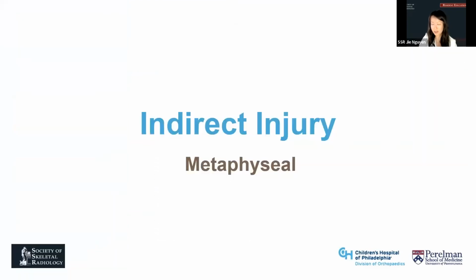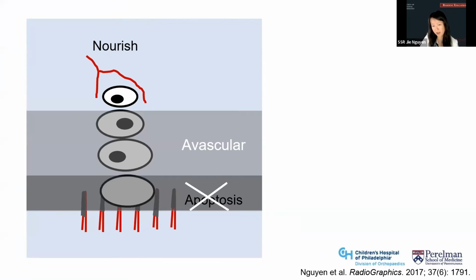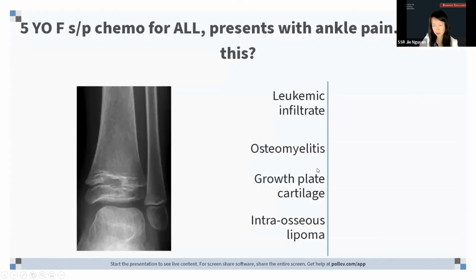So moving on to indirect injury from the metaphyseal side. If you remove the apoptotic signal, then the chondrocytes don't have that signal to undergo apoptosis. So some of them may hang around, some may undergo apoptosis, but they're not being removed. So you don't have that remodeling from that first layer of metaphysis. And that gives the appearance, if it's focal, of a focal tongue sticking out here, or a broad band if it's more diffuse.